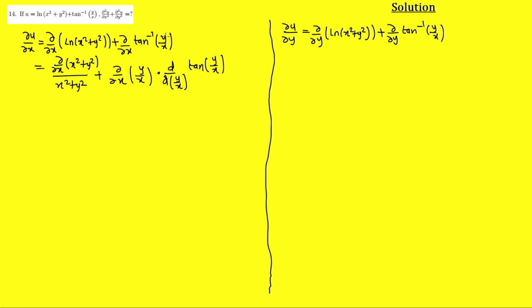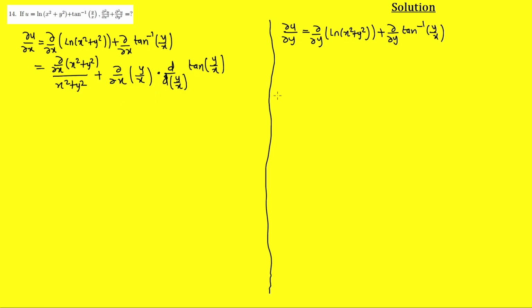This is an argument here. We need to differentiate our argument here with respect to what? Partially with respect to x, then multiply it by the normal derivative of that function with respect to the argument here. We could have replaced our y over x with u. It's still the same thing, but I just decided to write it like this.